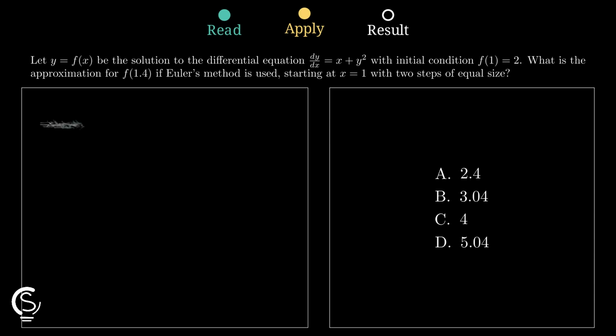Now do the first Euler update. Slope equals 1 plus 2 squared, which is 5. Then y becomes 2 plus 0.1.